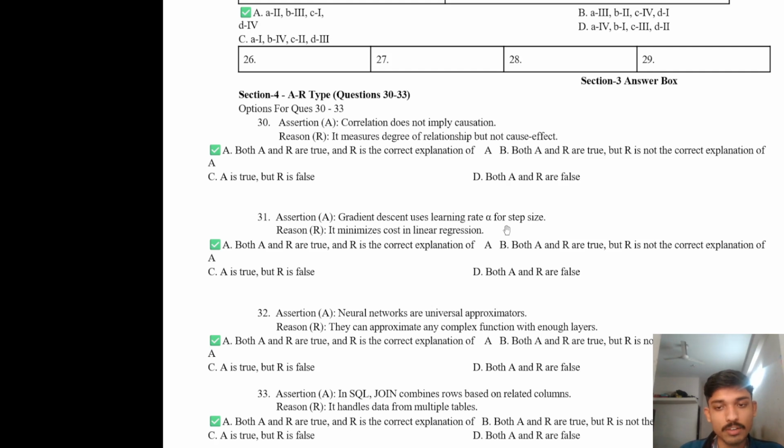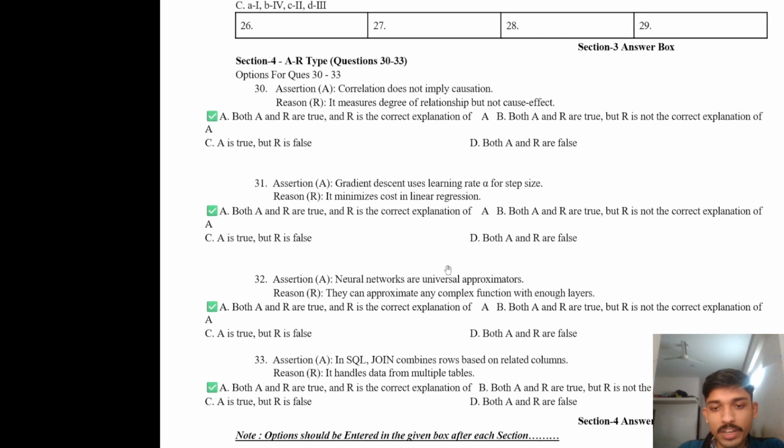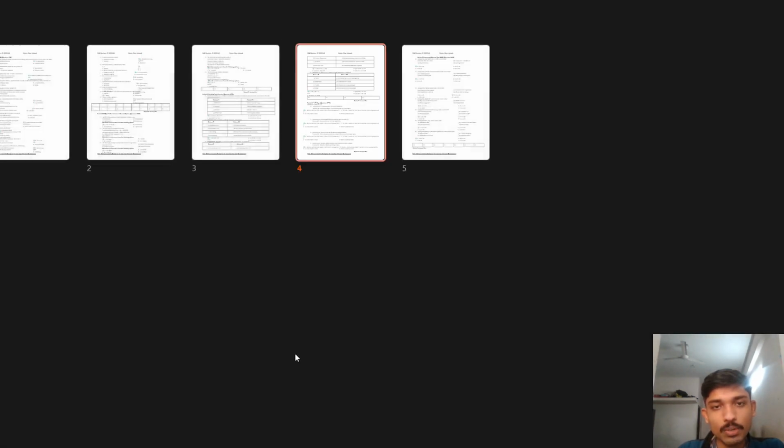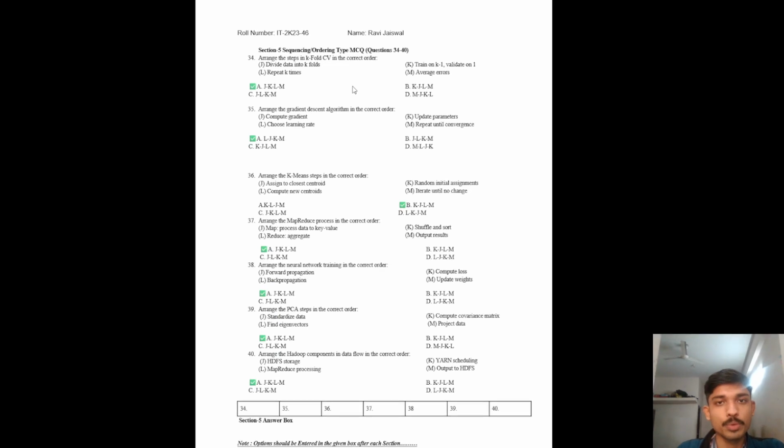The 33 one, in SQL joins are performed by combining rows based on related columns. Yes, we have already discussed this. It handles data from multiple tables. Yes, so the correct answer is A in 33, because the join handles multiple table data based on a related column. Now let's move on to the 34th question.